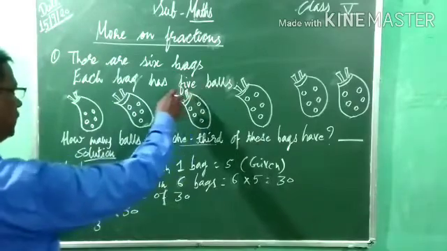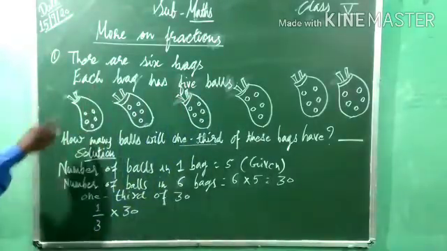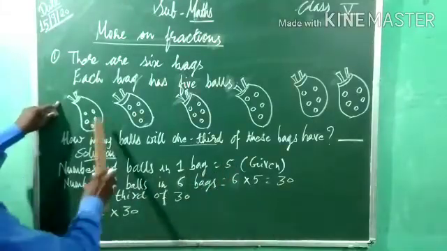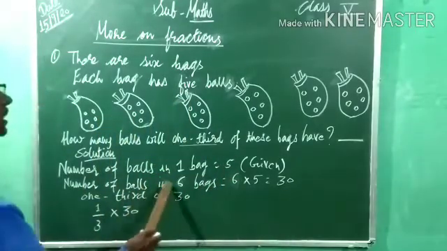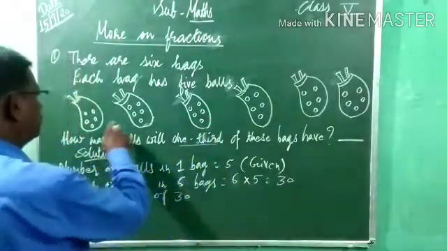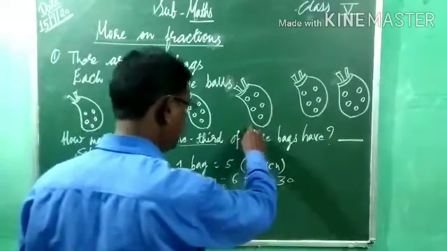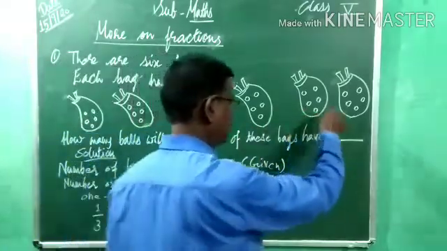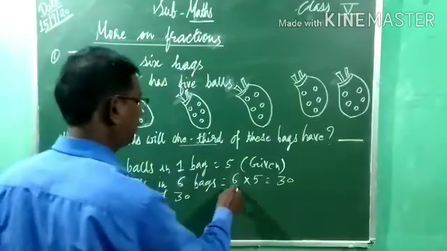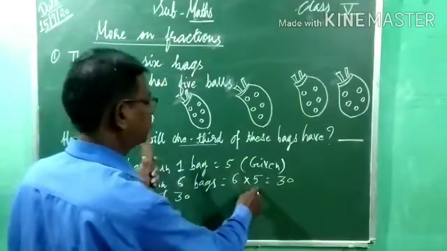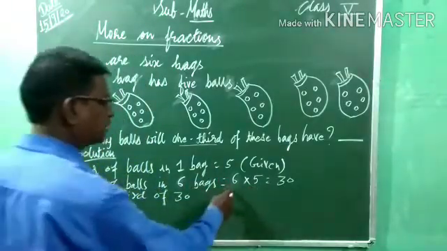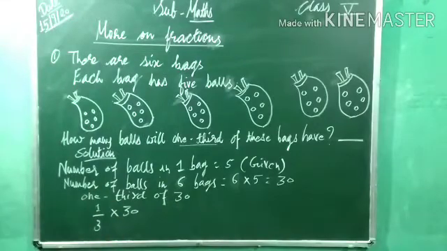Number of balls in each bag, meaning in one bag, how many are there? 5 balls. Number of balls in one bag equal to 5 is given. Therefore, how many such bags are there? 6. Number of balls in 6 bags, what do we have to do? 6 into 5. 5 plus 5 is 10, 10 plus 5 is 15, 15 plus 5 is 20, 20 plus 5 is 25, 25 plus 5 is 30. 6 is the number of bags, and how many balls are in one bag? 5. So to find the balls in 6 bags, 6 into 5. 6 5s are 30. Okay.